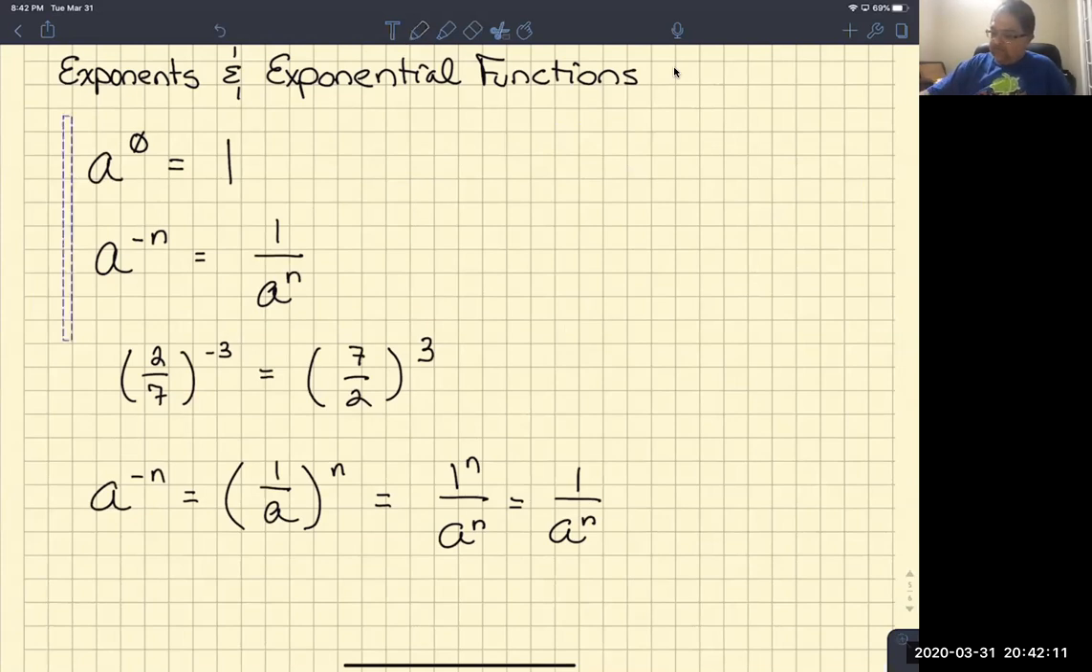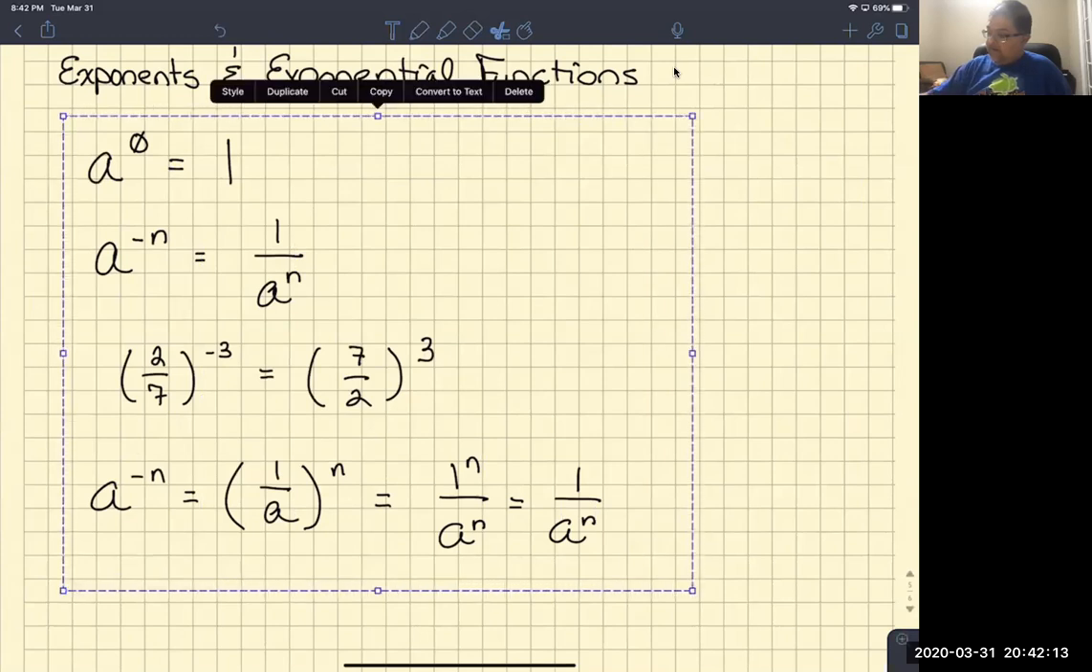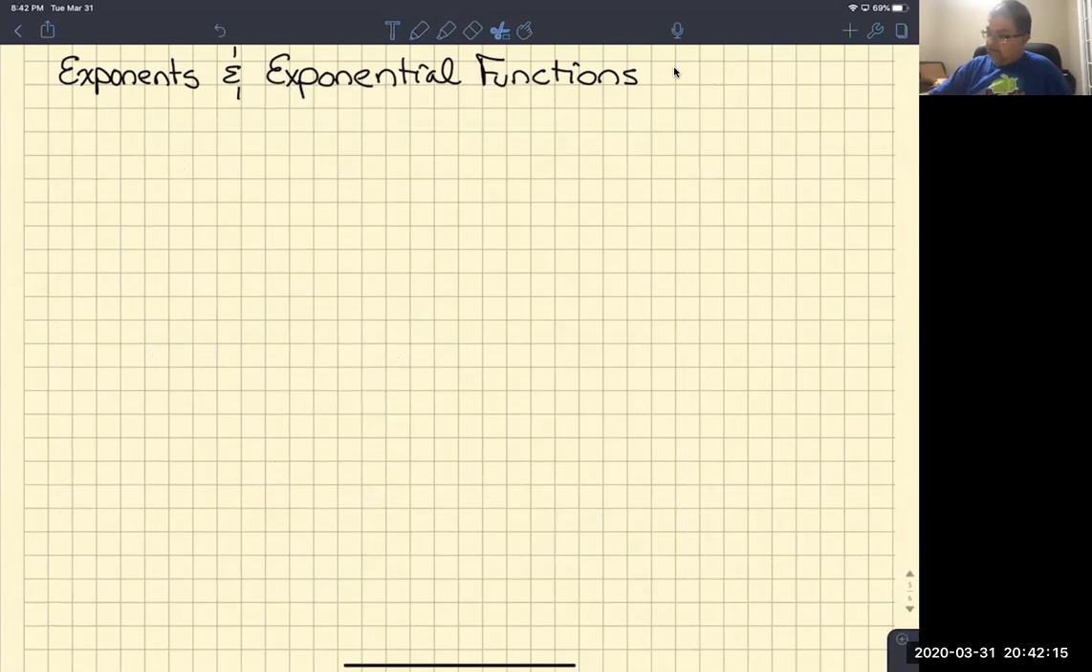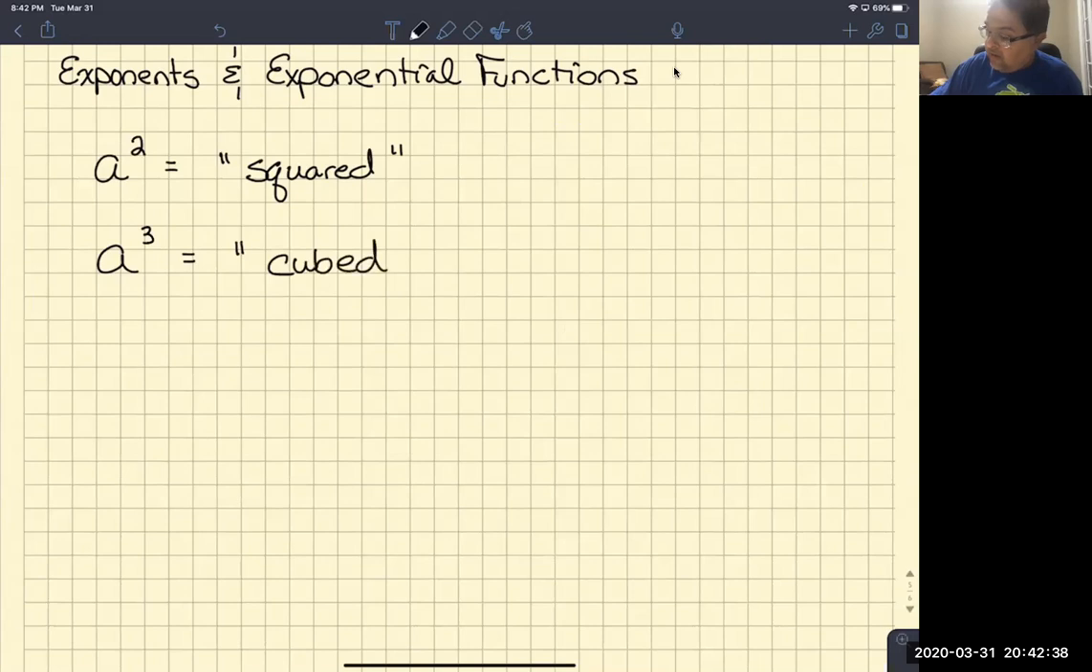Now, a couple of naming things that we're going to talk about. Whenever we raise something to the power of 2, we say we are going to square it, or squared. Anything to the power of 3 is called cube or cubed.